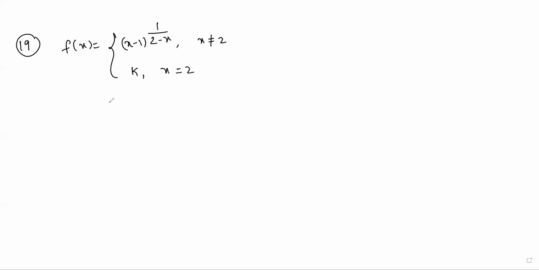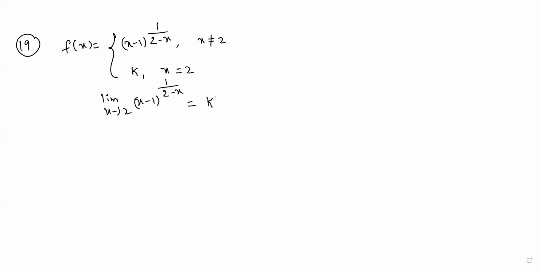If x equal to 2. Same here, this is continuous at 2, we need to find the k value. Less than, greater than, not there in the function. That's why take the basic definition, limit x tends to 2 of f of x. What is f of x? (x minus 1) power 1 by (2 minus x).